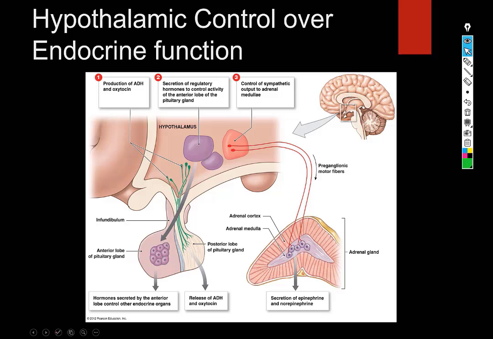All right, so for instance, we're going to talk about how the hypothalamus controls endocrine function. So the hypothalamus is part of the diencephalon, as you guys remember from the nervous system. And it has many, many regulatory nuclei. We're not going to talk about those so much, but rather we're going to discuss how the hypothalamus controls the anterior and posterior pituitary, and how it controls the secretion of epinephrine and norepinephrine.